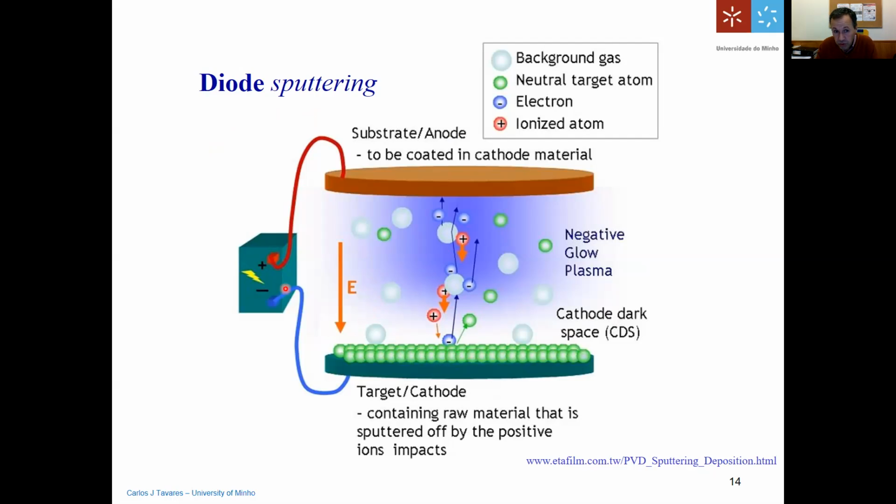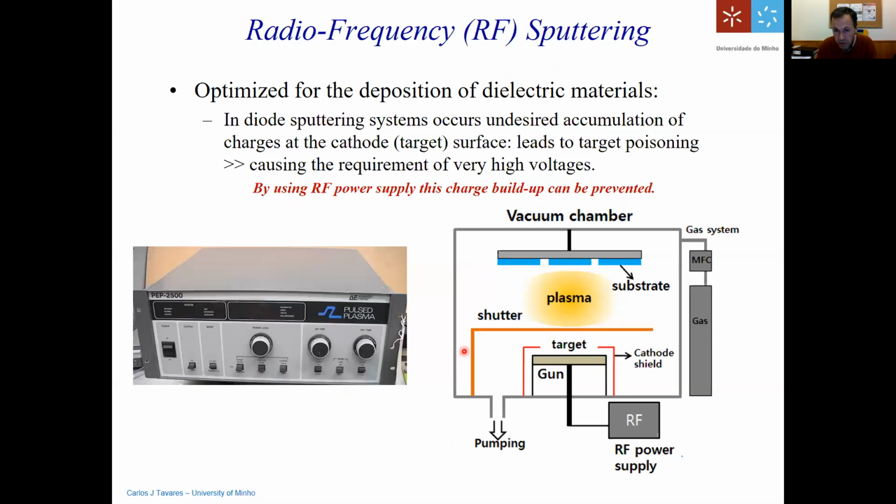But if you use an alternating current, then in one polarity you will attract these charges, and in the other polarity you will repulse them. So you will avoid this shielding of your target. This is why we should use radio frequency sputtering when we're thinking about sputtering from insulators, from targets which are non-conductive.